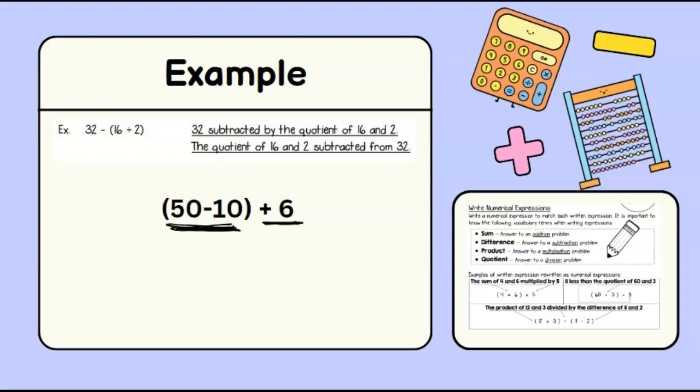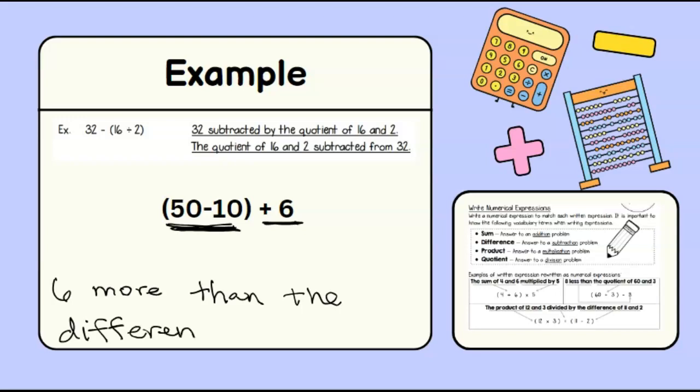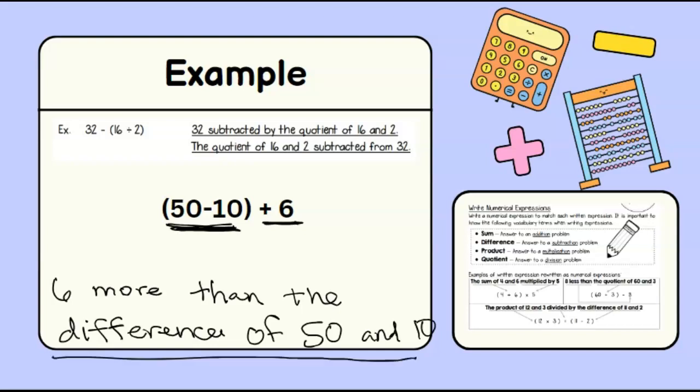And I would write that out, 6 more than the difference of 50 and 10. This tells whoever is trying to perform this operation that I need to find the difference first and then add 6 to it.